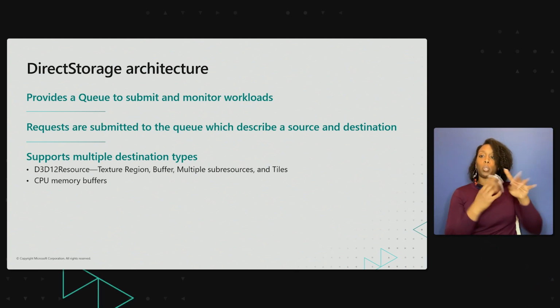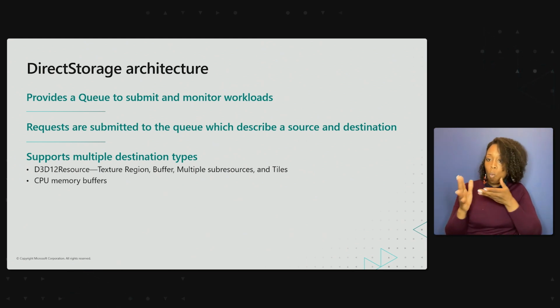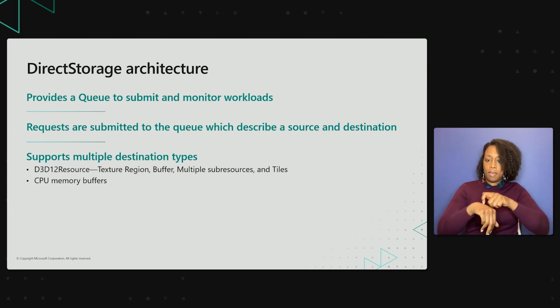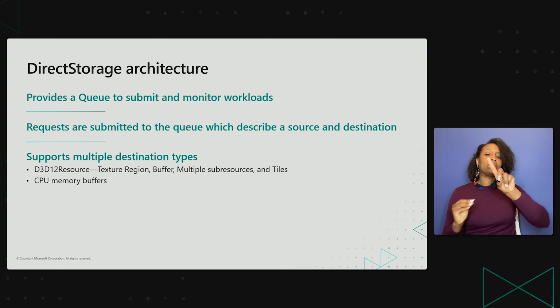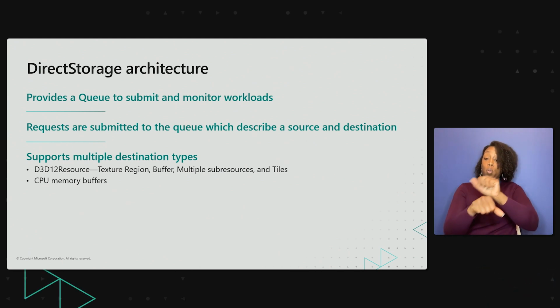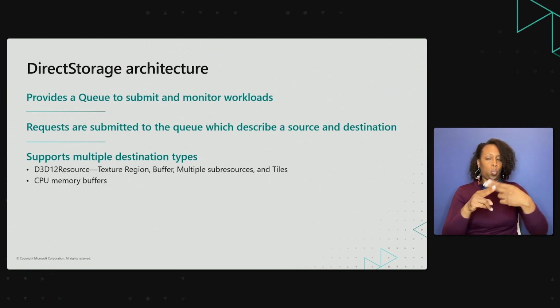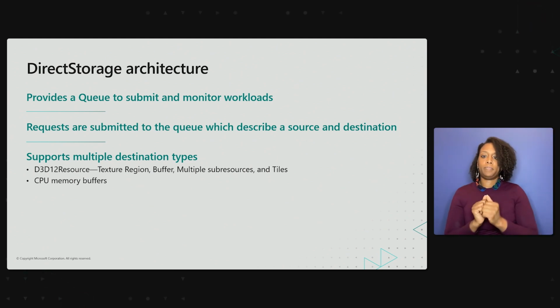So DirectStorage provides a queue-based programming model. This enables you to submit work in batches and monitor those batches as they get processed by the runtime. The queue behaves more like a D3D12 command queue, if you're familiar with that. The unit of work that's submitted to this queue is called a request, and you'll hear me say request quite a bit from now on.